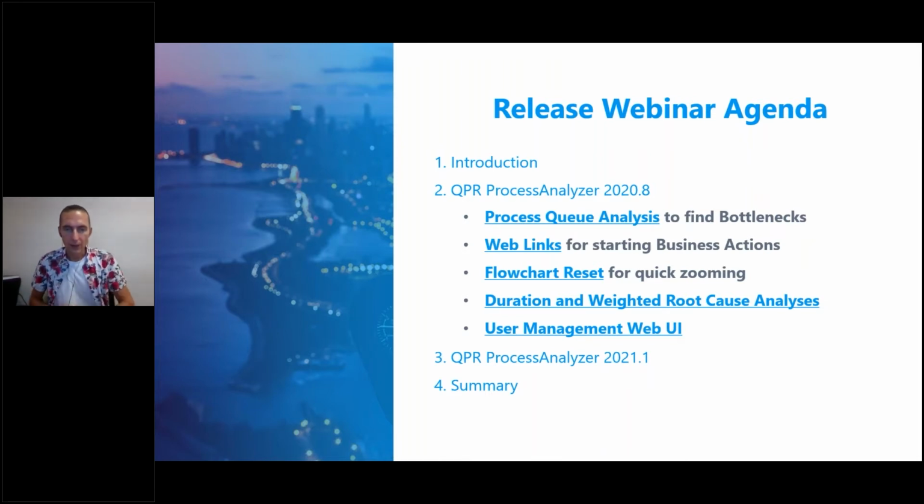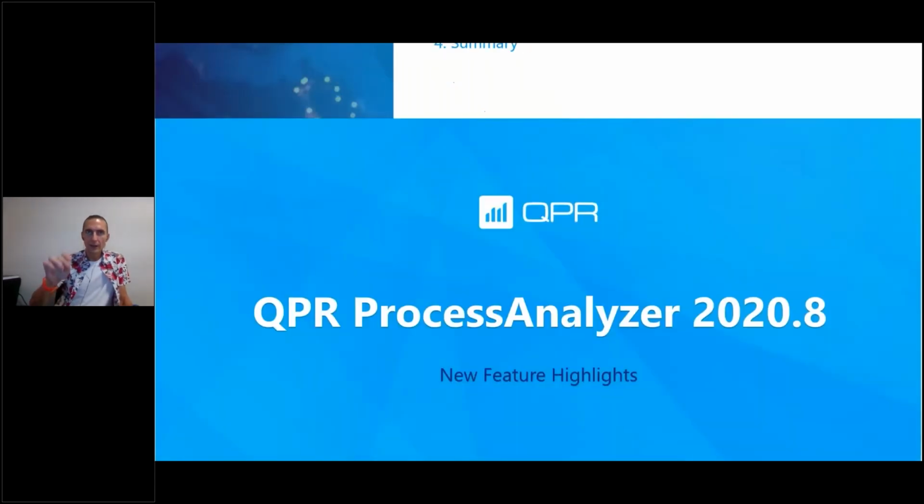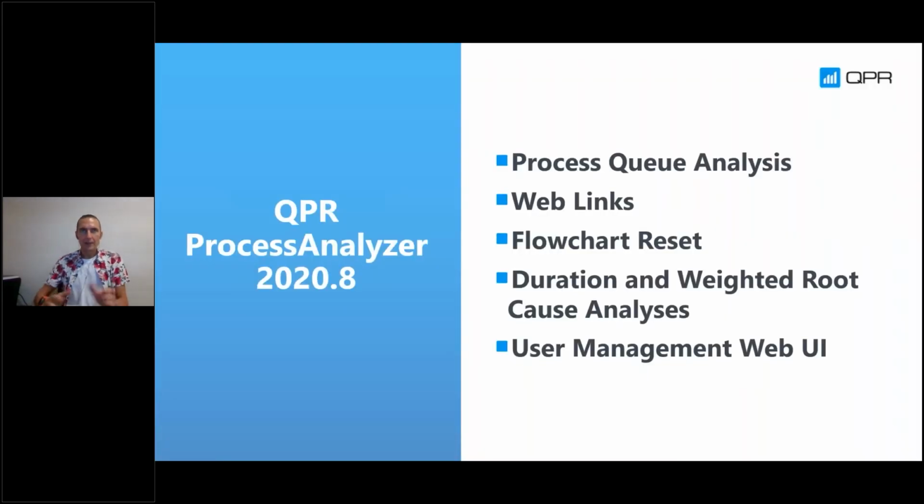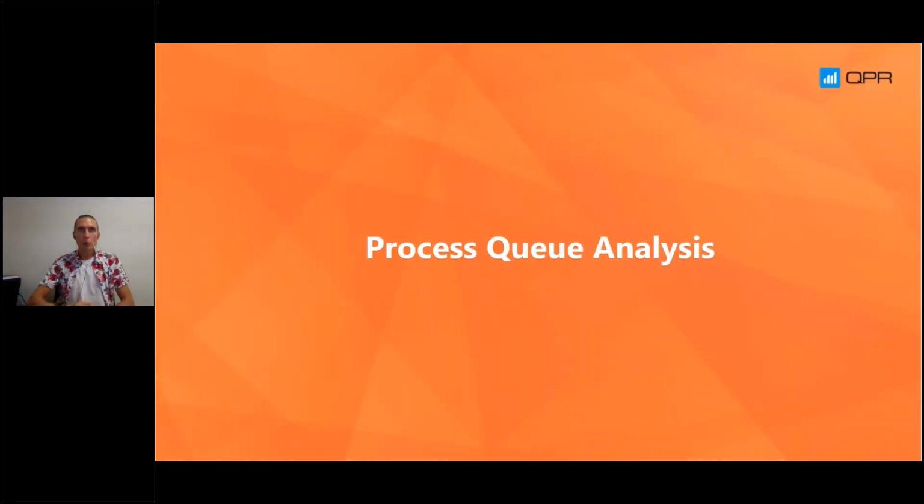And then feature number 5 is the user management, which is super flexible with the roles and permissions. And now we have the full web user interface for the user management. And then of course the product owners pick what is coming to the next release after that. But this 2020.8 is now already running in the customer environments and cloud environments. So let's get into the nice details and process queue analysis.